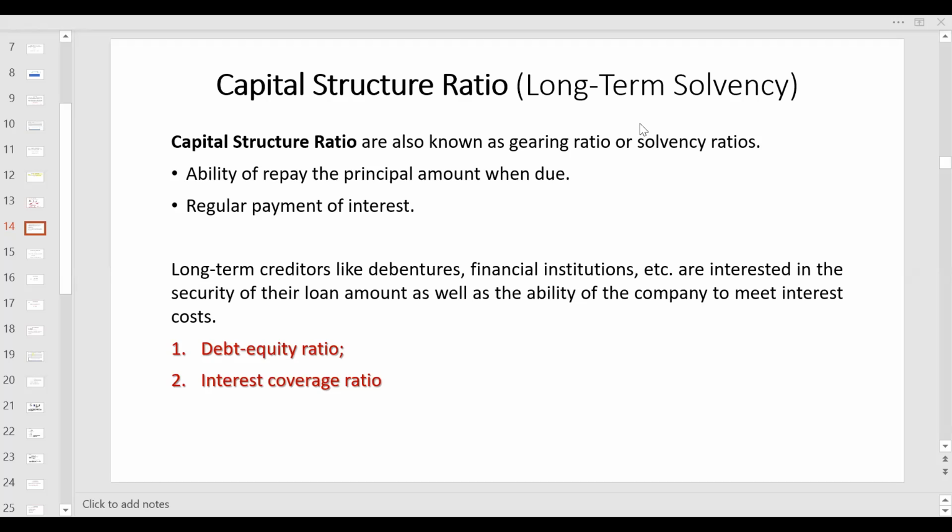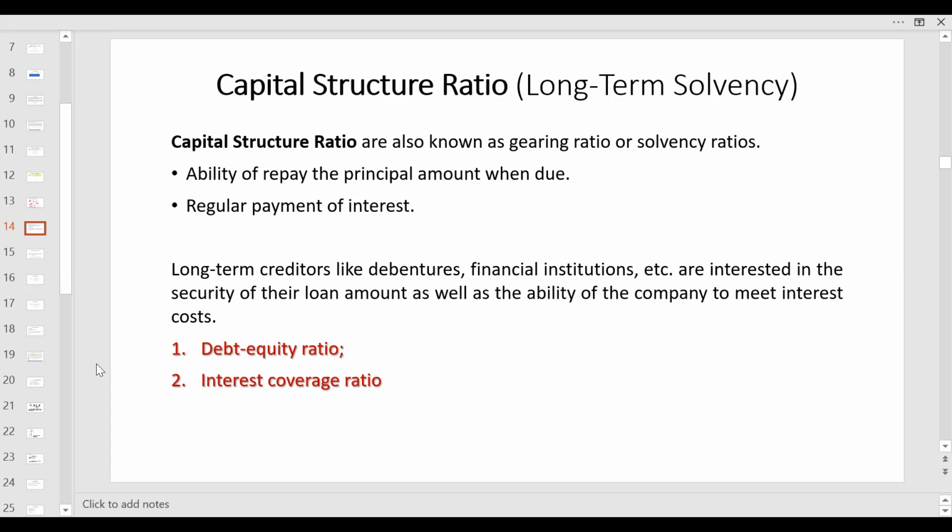Okay, so now we are going to start with the next ratios. In the previous video, we have done liquidity ratios, current ratio and quick ratio. Second important ratios, very important two, we are going to cover capital structure ratio, also known as long-term solvency ratios. Capital structure ratios are also known as long-term solvency, gearing ratio or solvency ratio. So what is this ratio actually going to let you know? The ability to repay the principal amount when due.